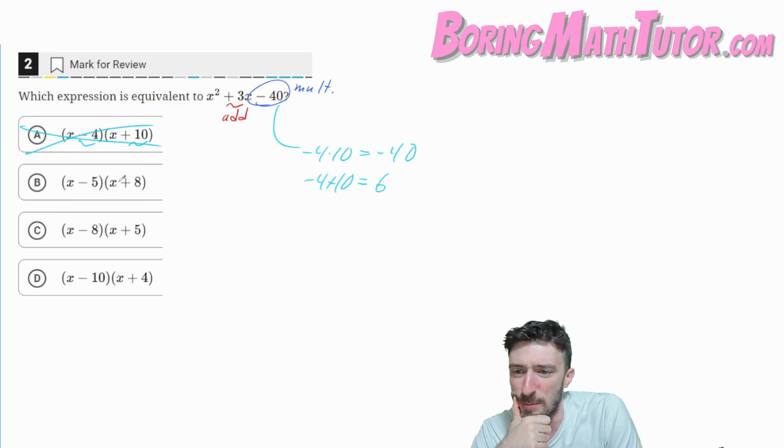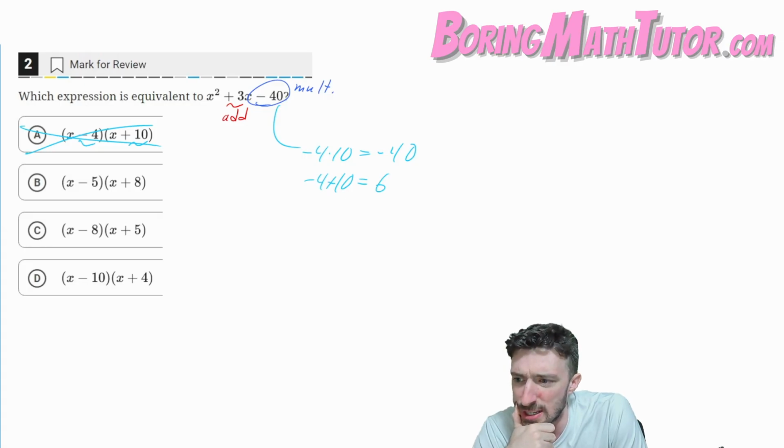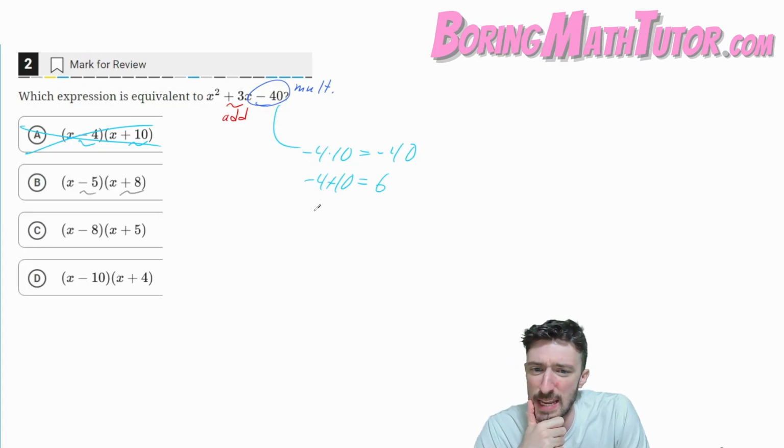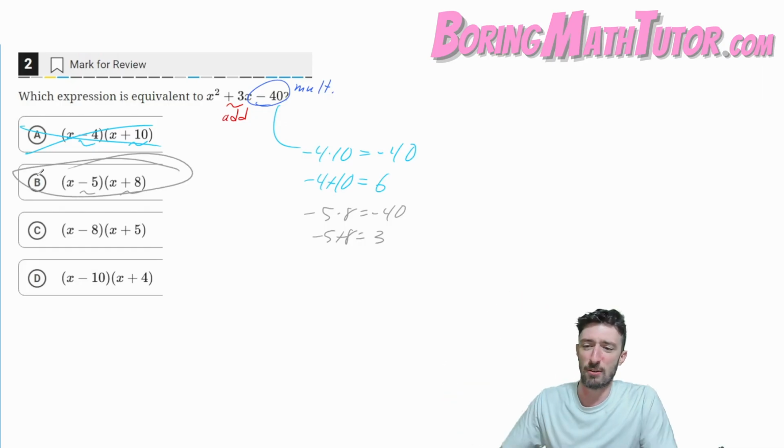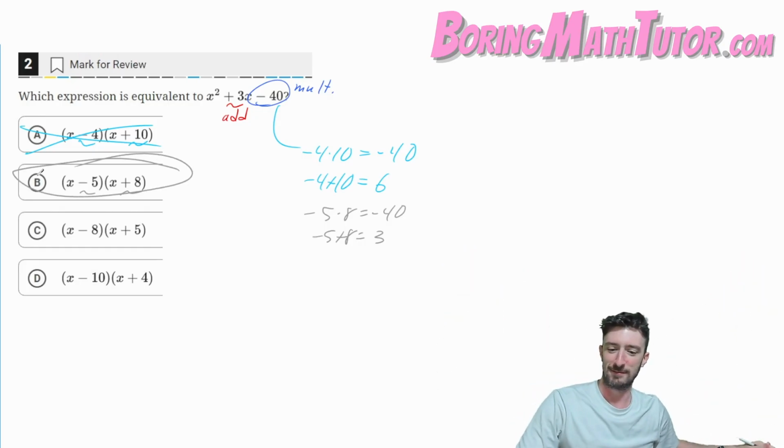Let's try the next one. Let's see, we got ourselves negative 5 and 8. Negative 5 times 8 multiplies to negative 40, but does it add to what we want? It sure does! So that's it, we're done!